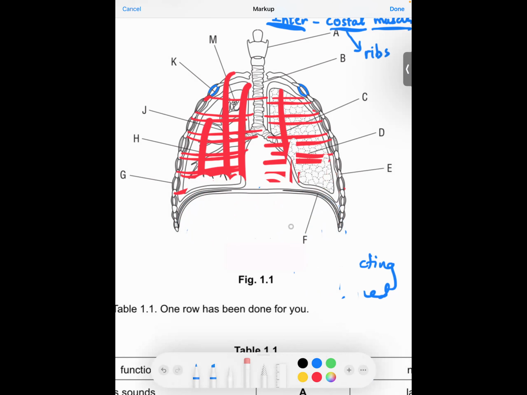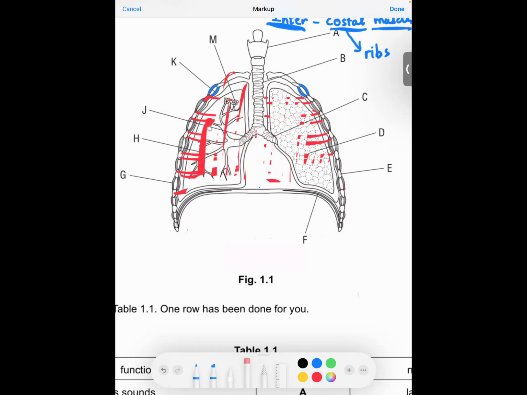And what will happen to the intercostal muscles during inhalation? External भी है हमारे पास, internal भी है. So during inhalation, which ones will contract and which ones will relax? The external intercostal muscles will contract and the internal intercostal muscles will relax during inhalation. अच्छा.